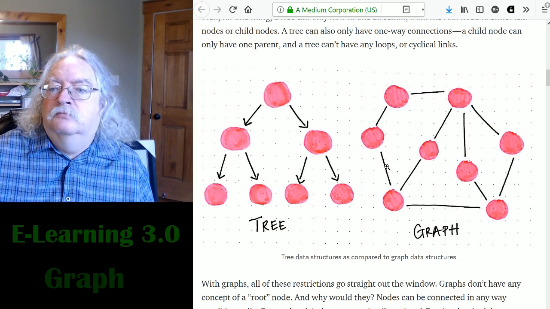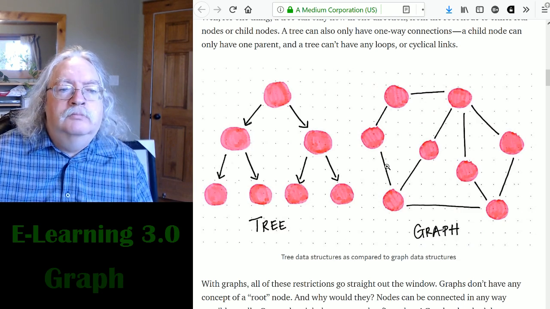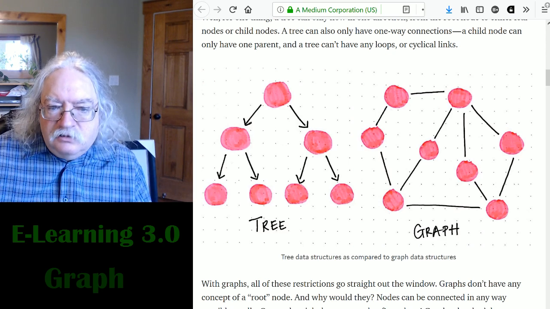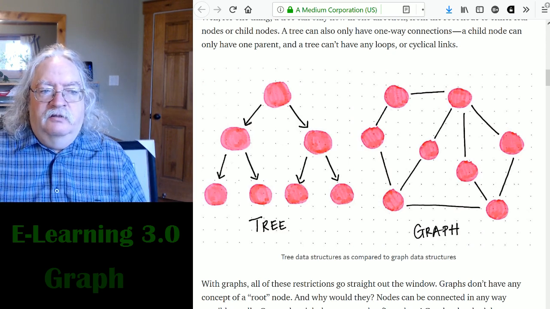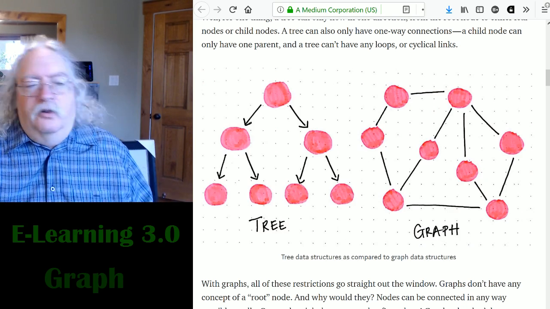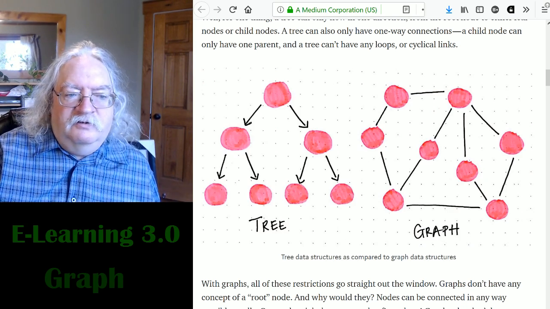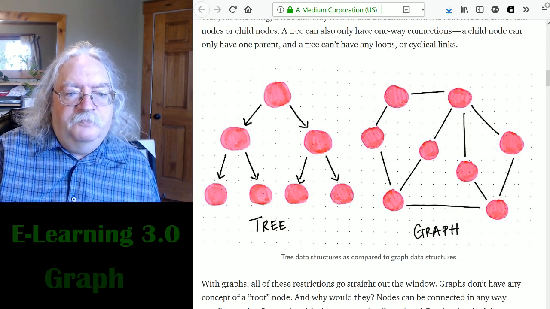edges, connections, whatever, right? They can be pretty much, well, I guess you can't call them just anything, you can't call them Fred. But you get the idea here. There are numerous names for these things.